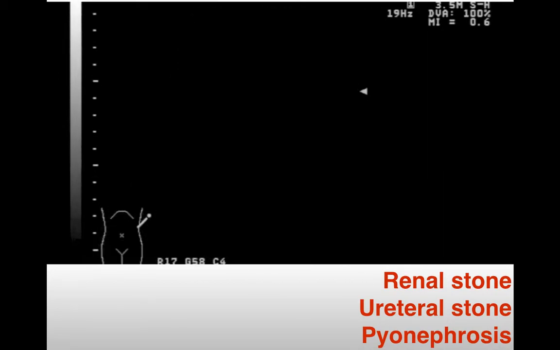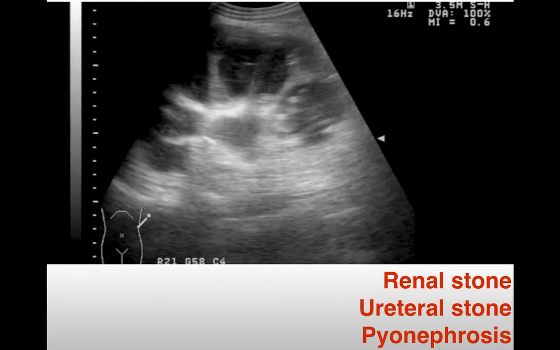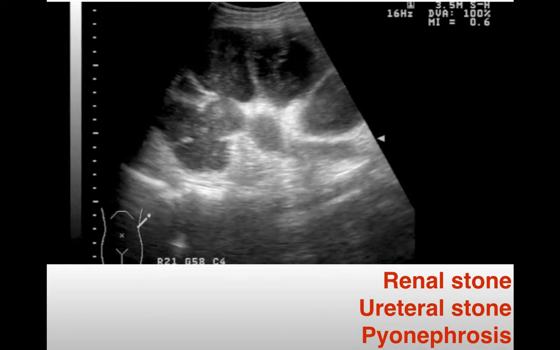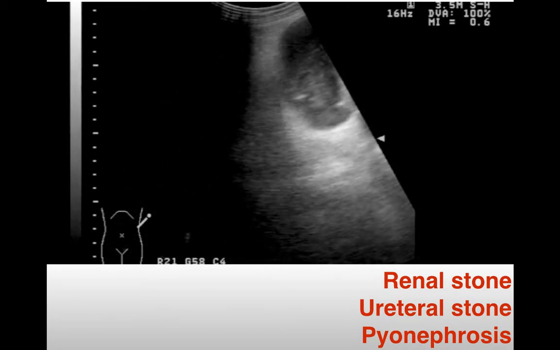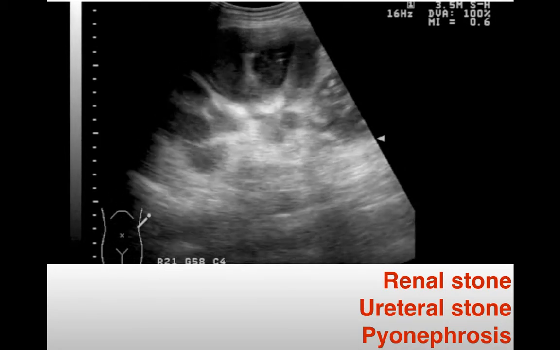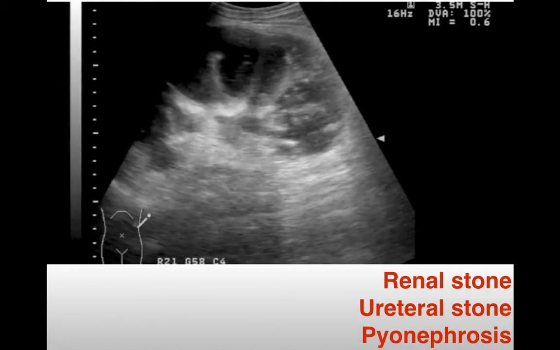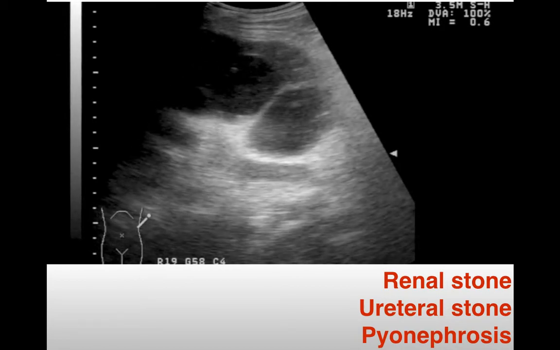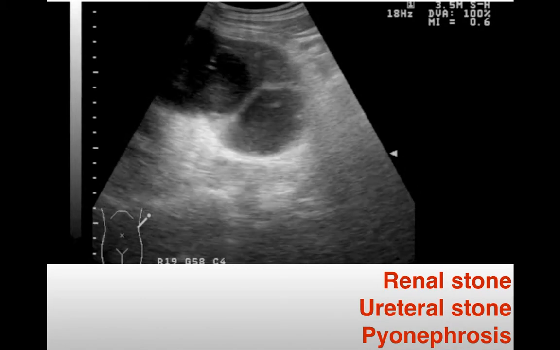See, echogenic content. The urine should become black and anechoic. We got echogenic content inside, so it's kind of pyelonephrosis. If that is blood, it should have a dependent pattern.